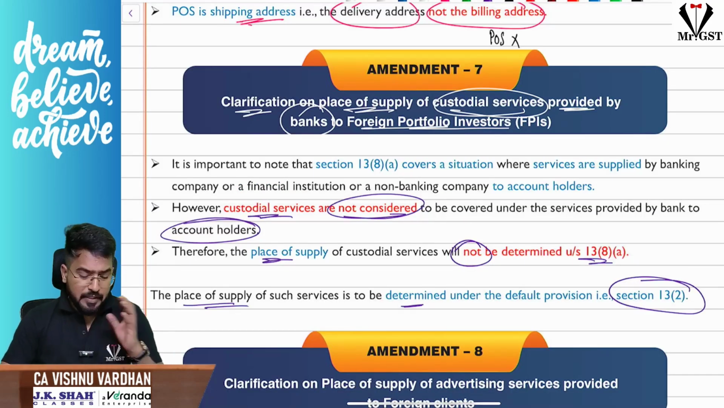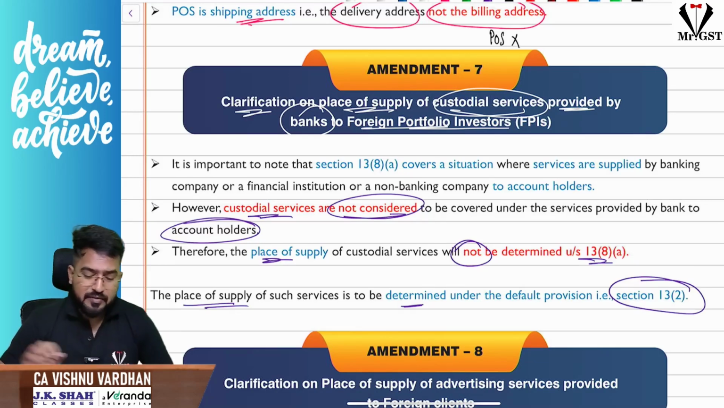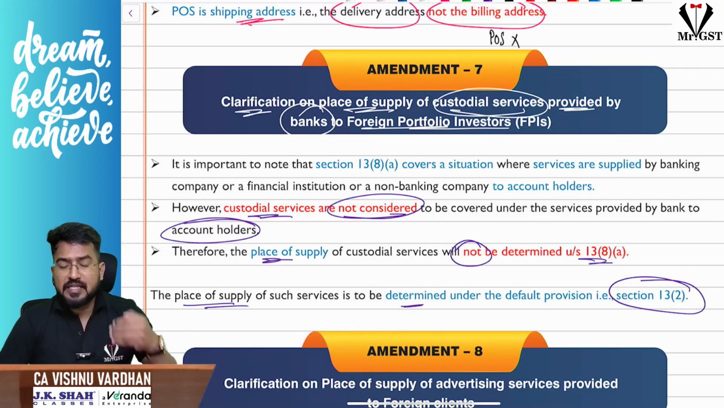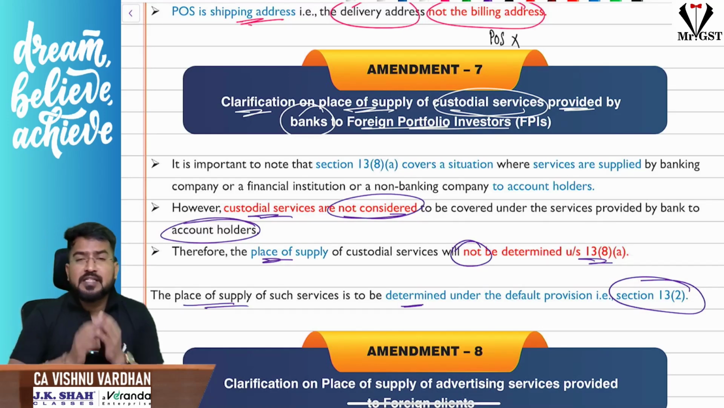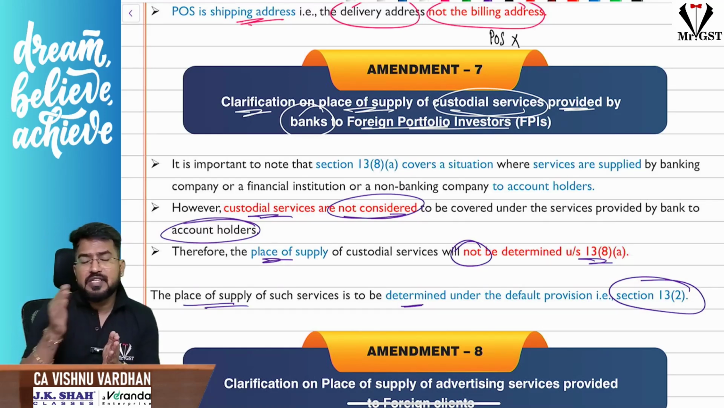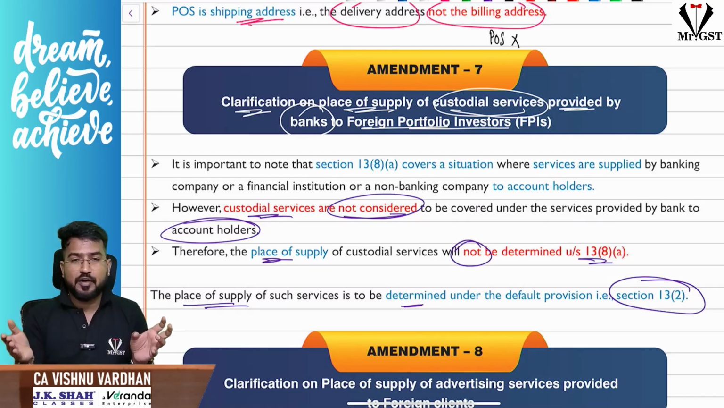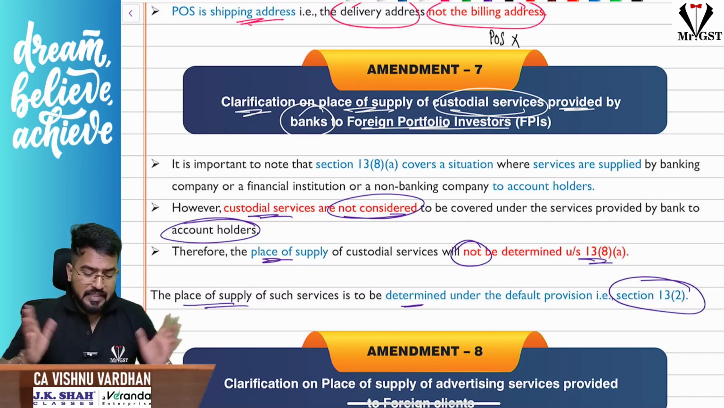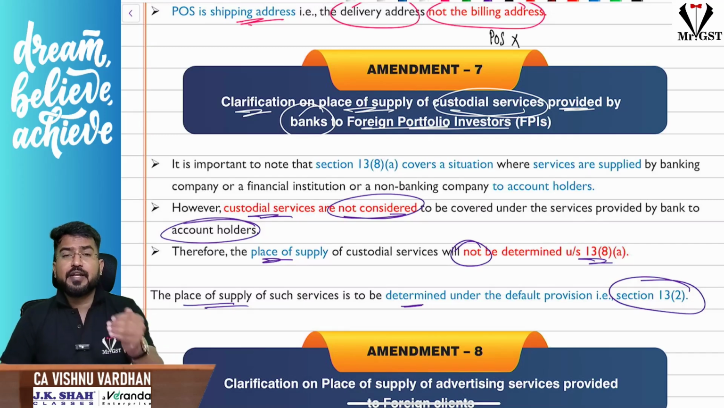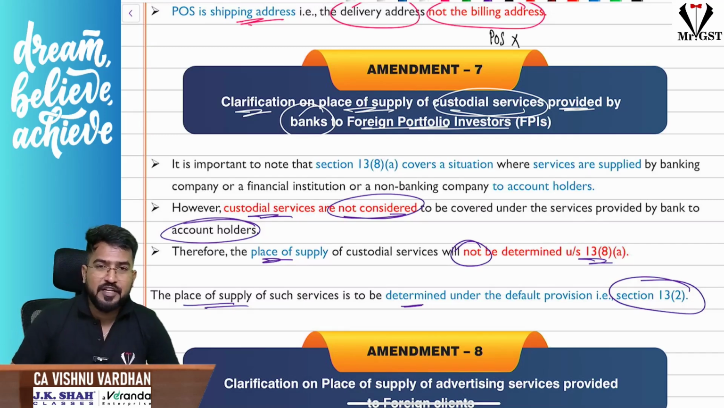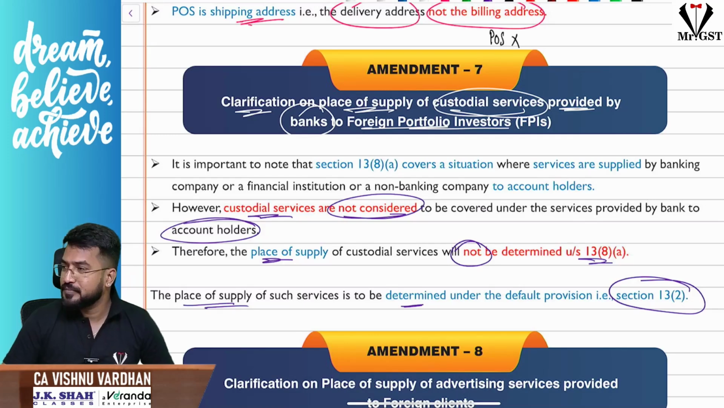The next one is, see, the banks are providing various services for foreign portfolio investors, like custodial services, all the stuff regarding their securities, everything. Sir, here please understand, whatever services banks are providing are not the services provided by banks to their account holders. So place of supply cannot be determined under section 13 subsection 8 because they are not account holders, the recipients. So the clarification here is, the place of supply shall be determined under the general rule, that is 13 subsection 2, not 13 subsection 8.